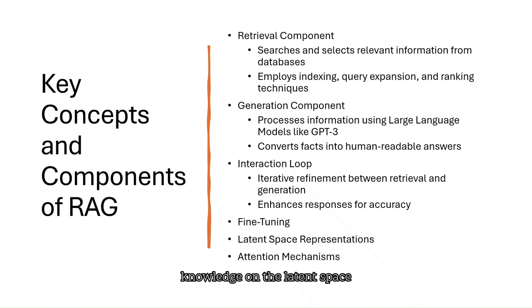Moving on to fine-tuning, successful implementation of this approach often requires fine-tuning the LLM on domain-specific data. Fine-tuning adapts the model to understand and generate content relevant to the specific knowledge. On latent space representations, retrieval models often convert the documents and queries into latent space representations, making it much easier to compare and rank documents based on their relevance to a query. And on attention mechanisms, both the retrieval and generation components typically employ attention mechanisms, which help the model focus on the most relevant parts of the input documents and queries and improve the accuracy of the responses.